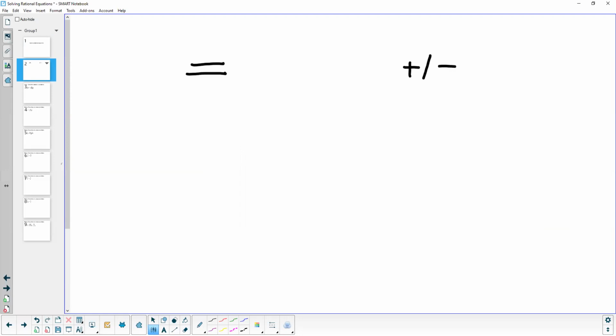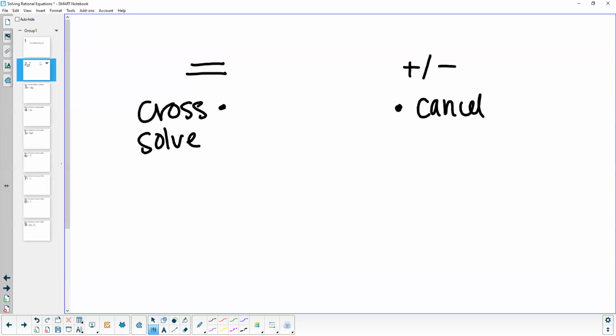So if we only see an equal sign, what we're going to do is cross multiply and then solve. Simple as that. Two steps. We have to use the distributive property in there if you want to have three, but that's what we're going to do. If we have an add or subtract problem, what we're going to do is multiply by whatever cancels out our denominator.